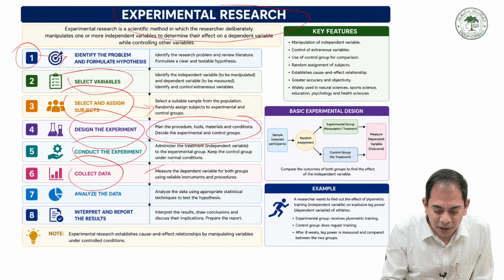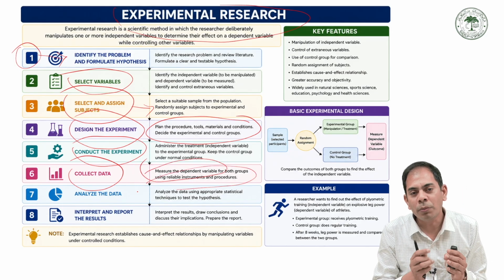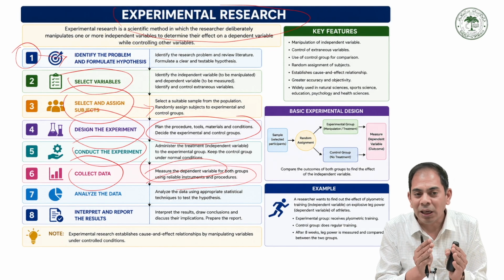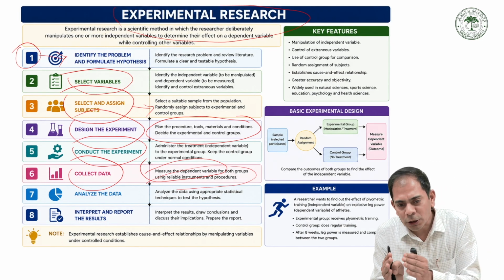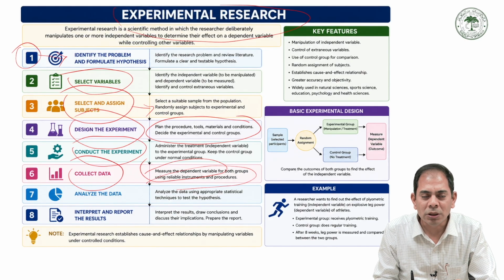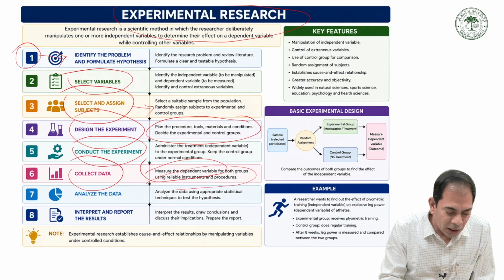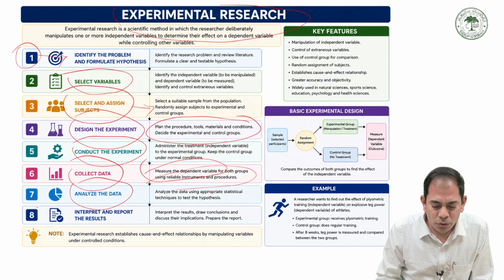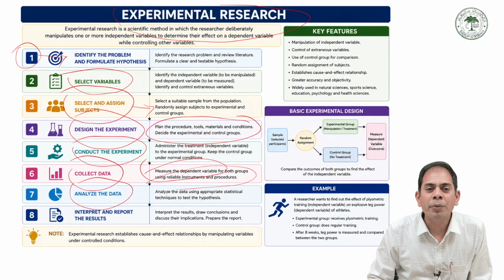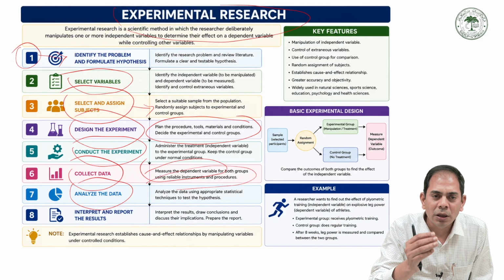So measure the dependent variable for both groups using reliable instruments and procedures. This is an important thing in experimental research. We collect the data for the control group and experimental group, first at baseline, with the help of valid, reliable tools, methods and procedures, because research is a systematic, scientific and planned process. Next is to analyze the data using appropriate, proper statistical techniques to find reliable results.